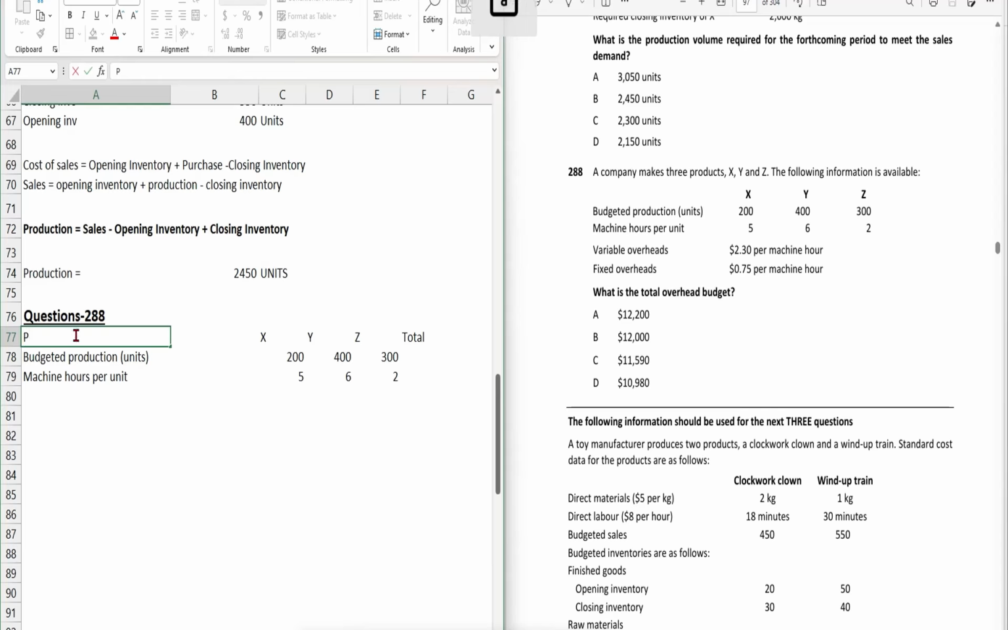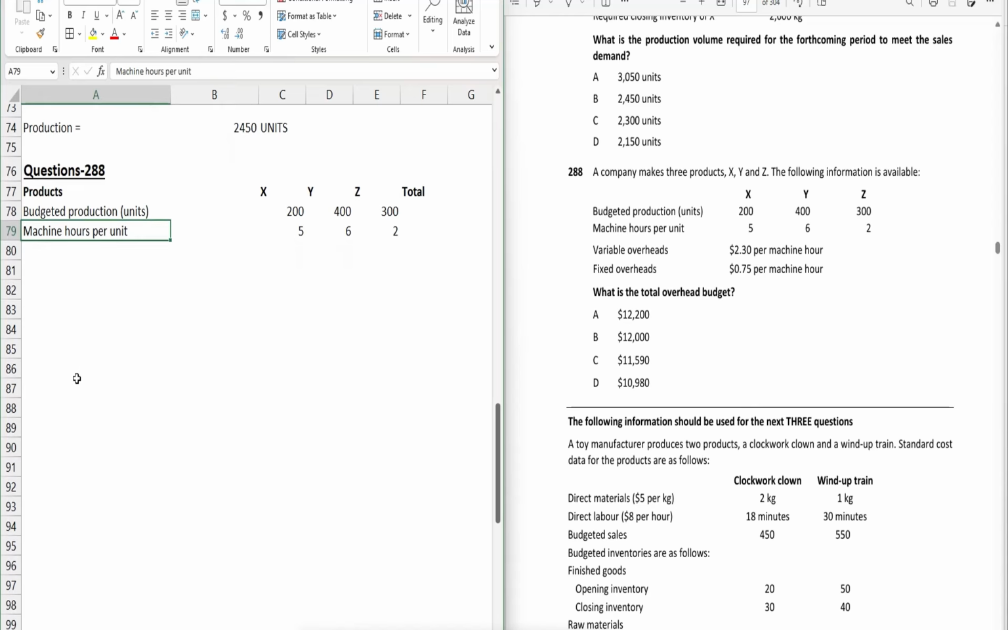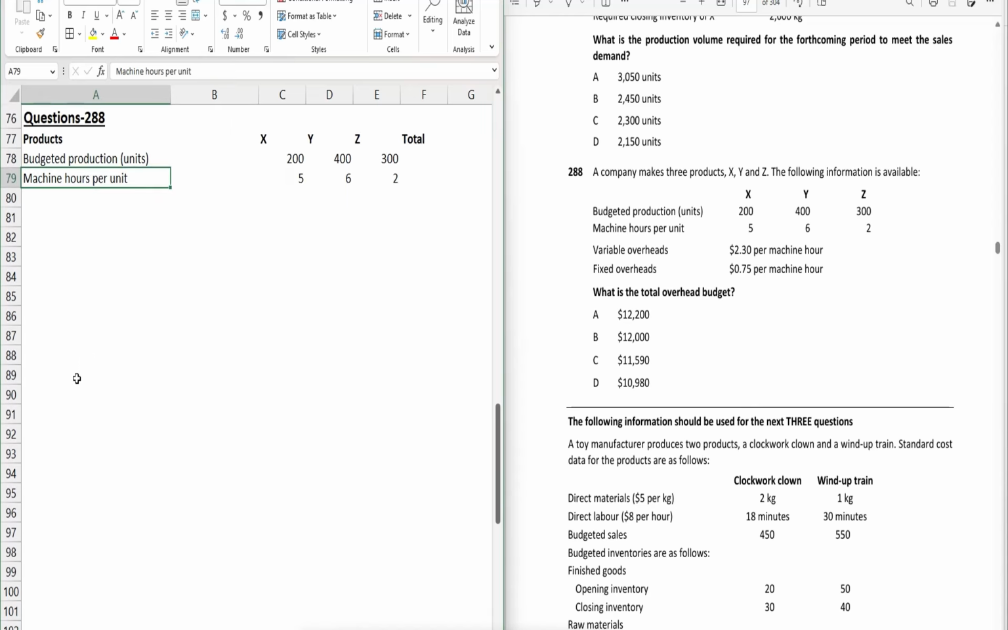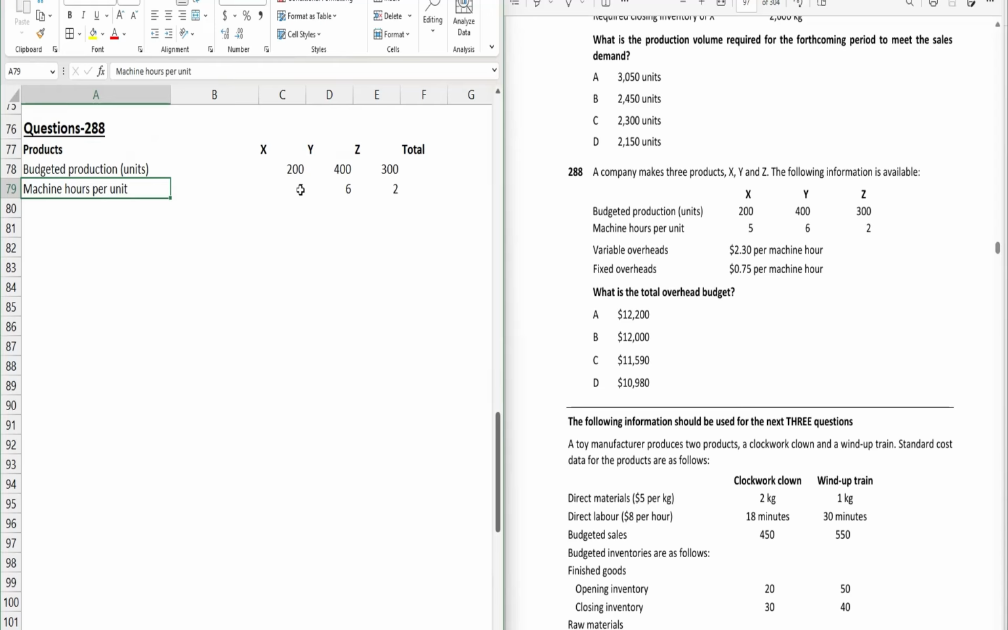Okay, so let me copy paste a few data. This information is already given in the question. We have three products, X, Y and Z, and the budgeted production units are also provided. Then we have machine hours per unit, already given in the question, that is 5, 6 and 2 per unit of products X, Y and Z. Now let's calculate the total machine hours. This is for one unit, so how much machine time is required for 200 units of X, for 400 units of Y, and similarly for the 300 units of Z. Let's calculate that.